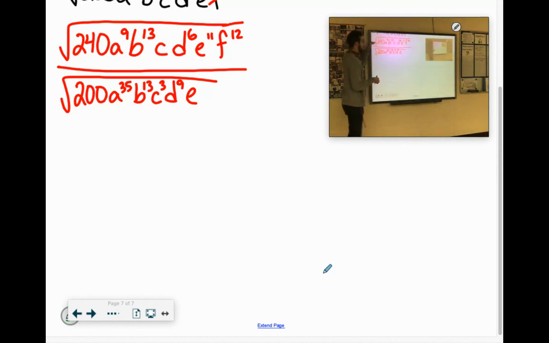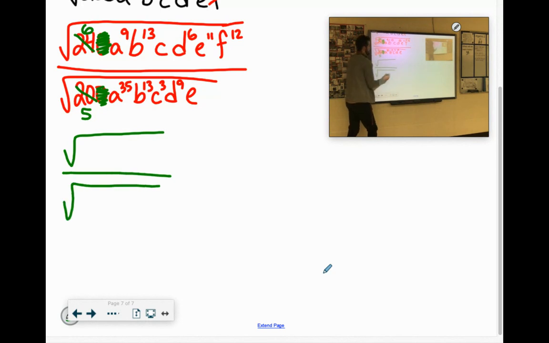Remember, we can simplify the 240 and the 200. They're both divisible by 10, which would make it 24 and 20. And then you're like, well, what goes into 24 and 20? 4. So 4 goes into 24 6 times. 4 goes into 20 5 times. So let me rewrite our new radical here. So far we have a 6 up top. We have a 5 down in the denominator.